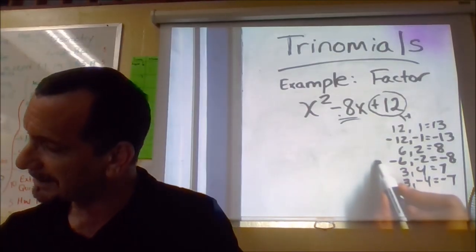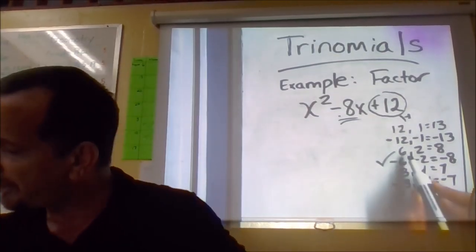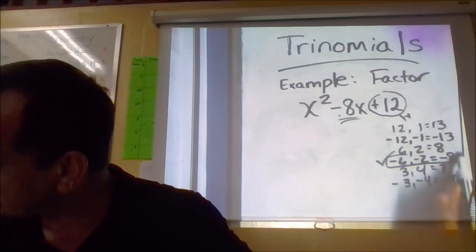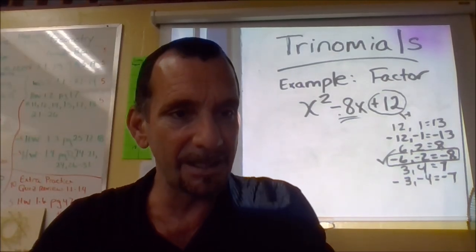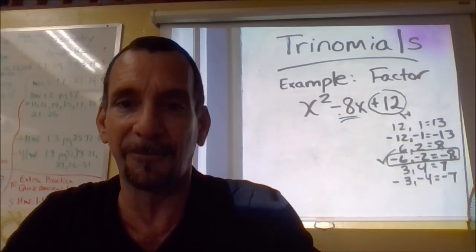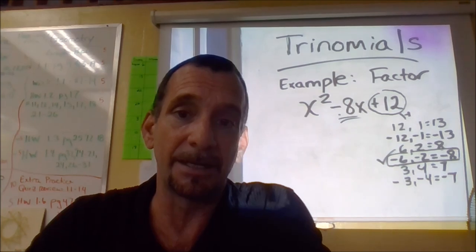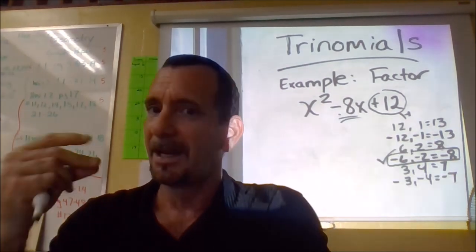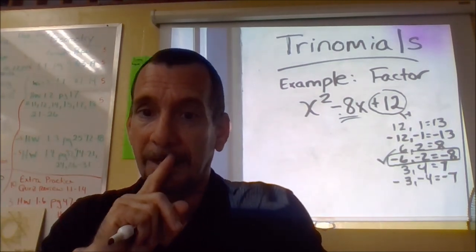Negative 8. Ding, ding, ding, ding, ding. So these are the factors I'm going to use, negative 6 and negative 2, because that will add to get me a negative 8. Now that's the process. You just have to learn the steps and you'll get fast really quickly.